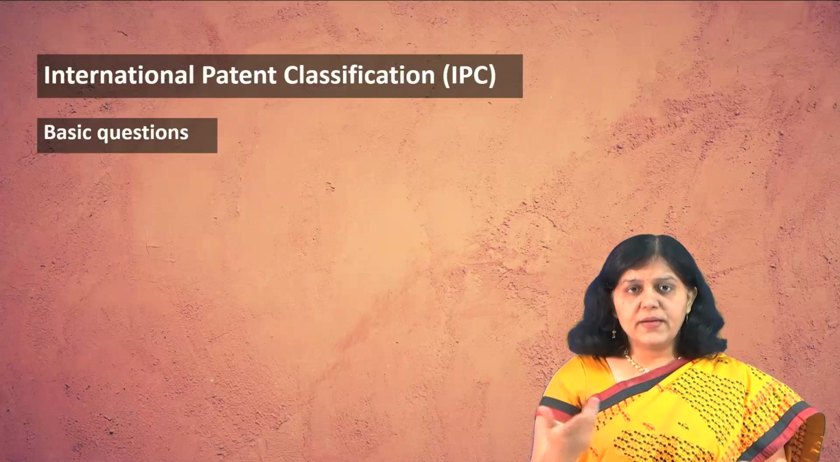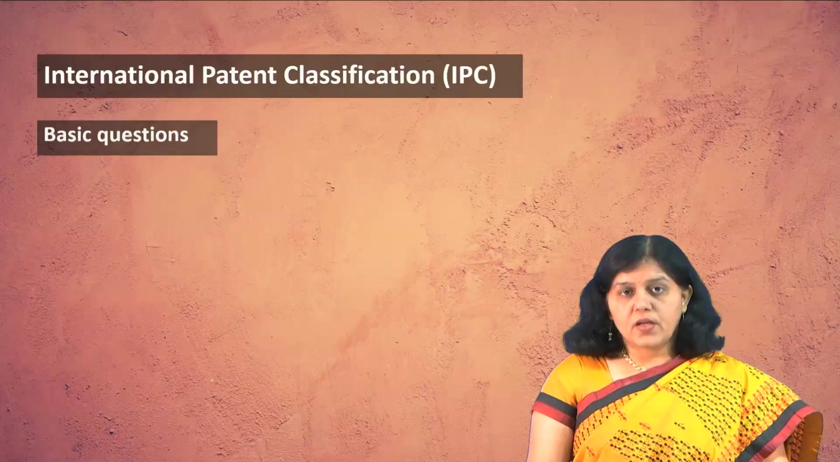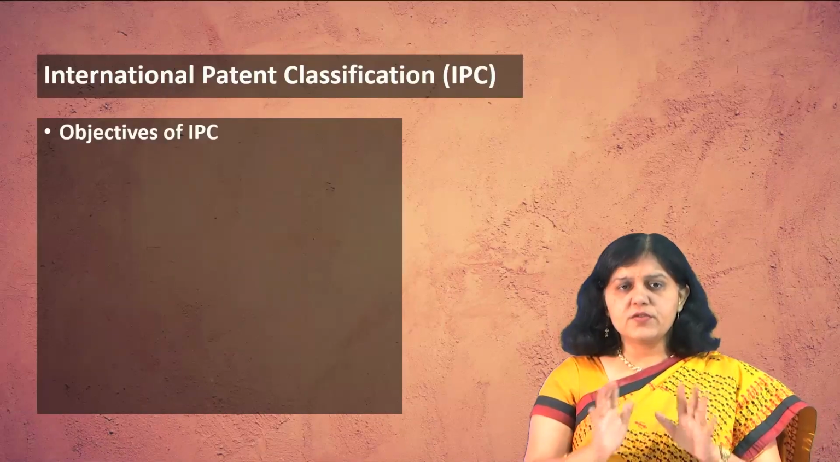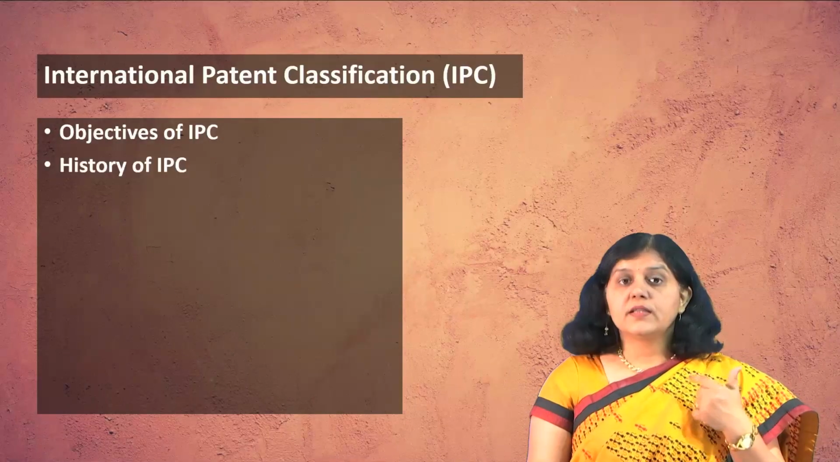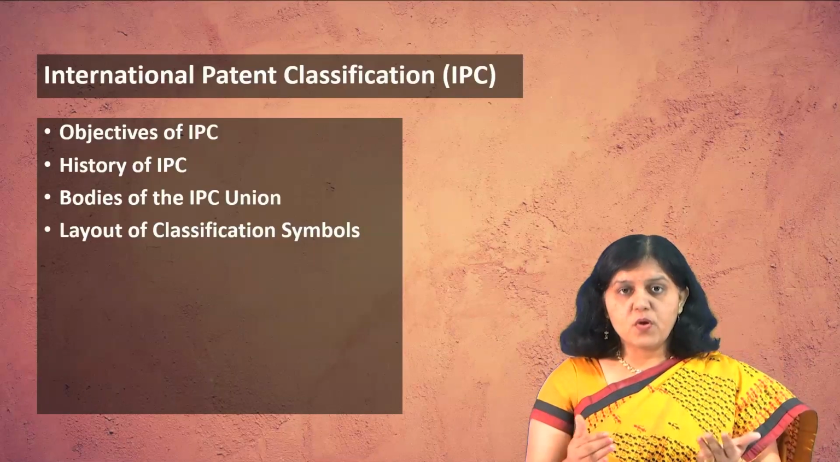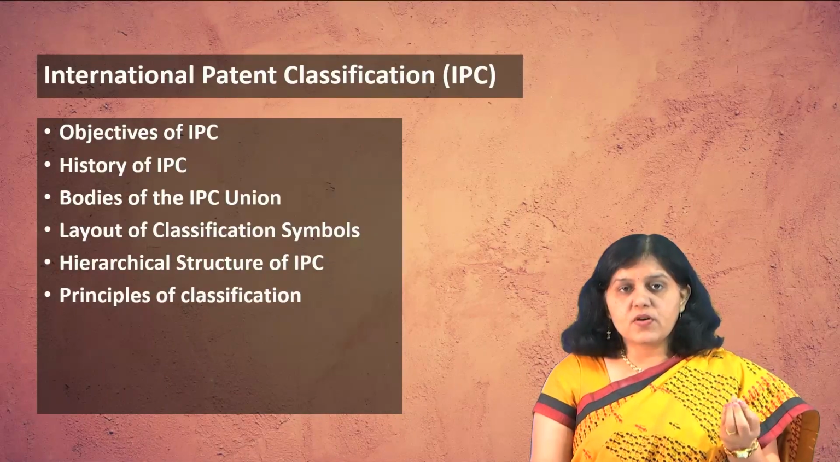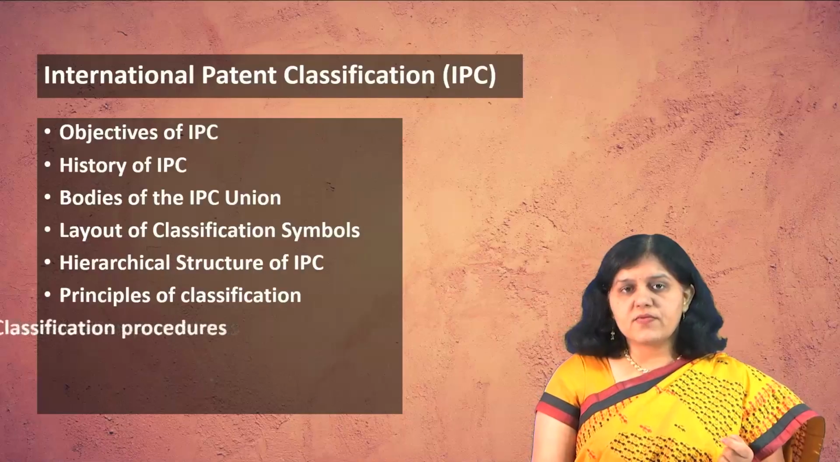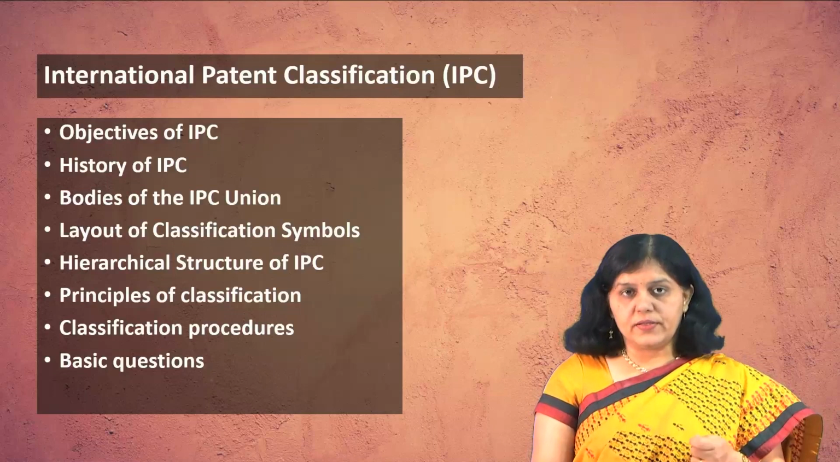You can download this classification easily, you can get that available, you can print it. So, IPC is easily available. Now we have seen, I guess, this much information will be helpful to you. We have seen the objectives, history, then the bodies of the IPC Union, then the layout of the symbols, how it is arranged, the hierarchical structure, then the principles for classification, the procedure for classification, and a few basic questions. This is what we have covered.